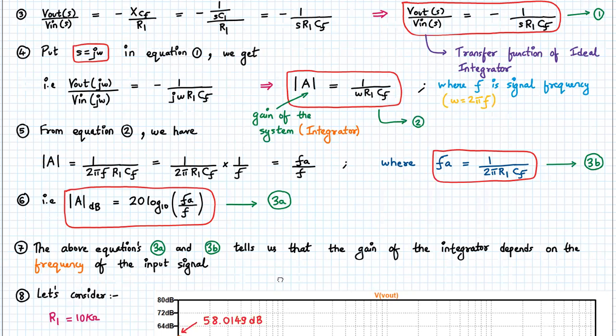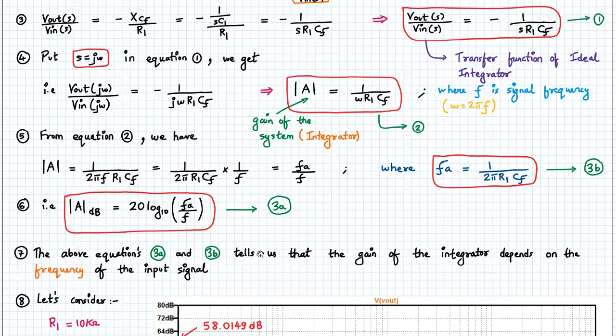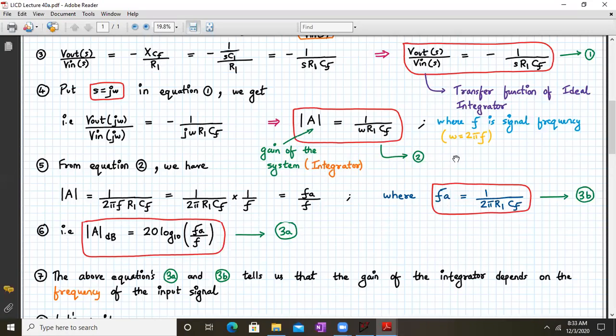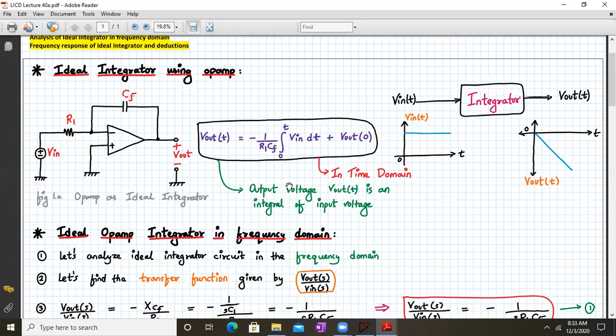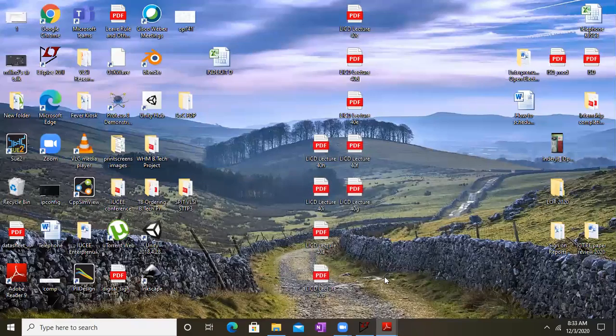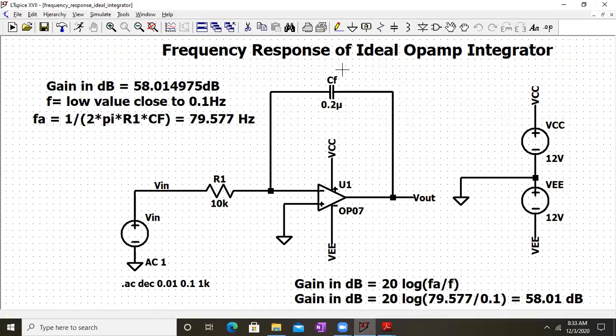Now let us go into LTspice and simulate the circuit with some values of CF and R1. So let me take you to LTspice. Okay, so here it is. Here we have built the ideal Opamp integrator circuit with the value of CF as 0.2 microfarad and R1 as 10 kilo ohm.